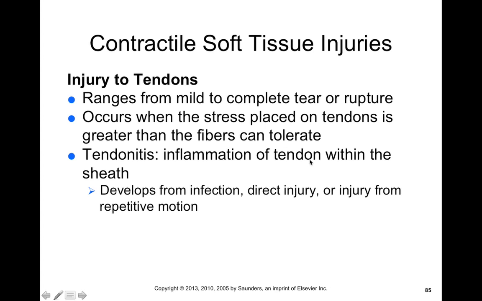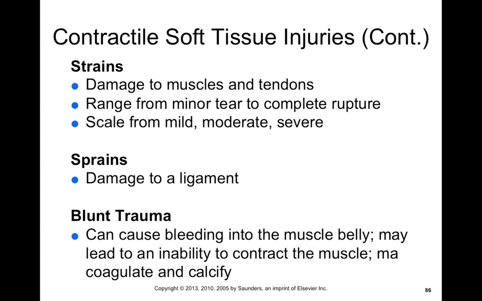Now, tendinitis is inflammation of the tendon within the sheath. And this is basically from infection, direct injury, or repetitive motion. So something like carpal tunnel is a type of tendinitis you find in the tendons of your wrist.